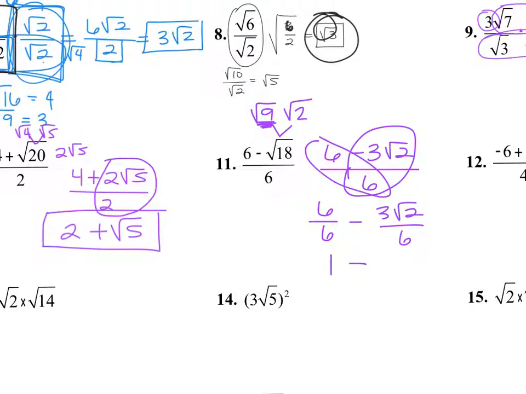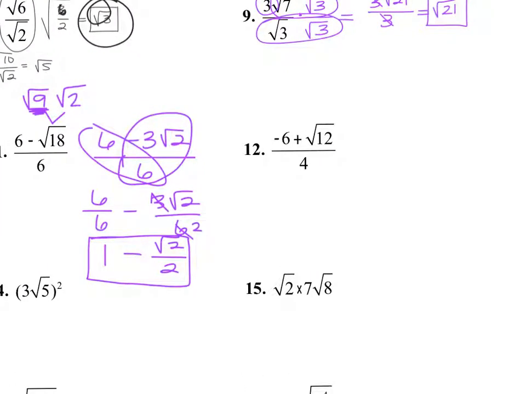Minus, what's 3 rad 2 over 6? Just that. 1 rad 2 over 2, which we can just write as rad 2 over 2. So this, just divide by 3, you get 1 and 2. So rad 2 over 2. So this is as simple as we can go. Okay?